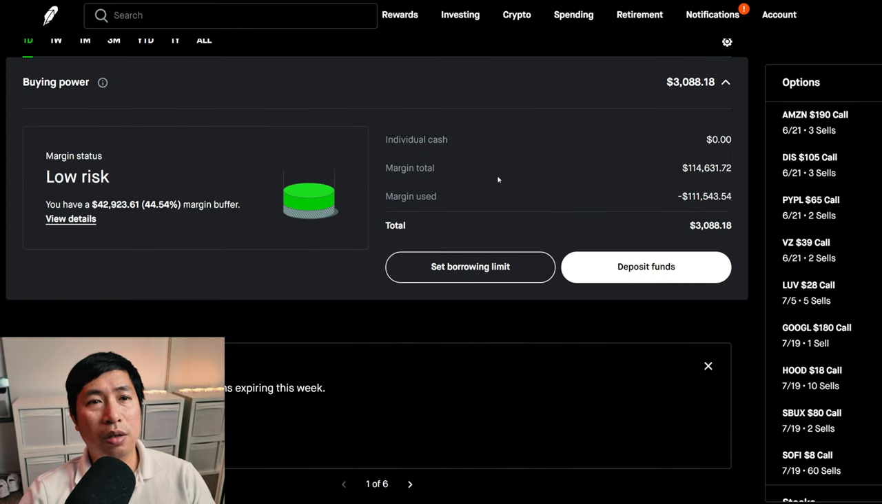This is a margin account. My margin total is $114,631.72. My margin used is $111,554.54, which leaves me with $3,088.18 in buying power.